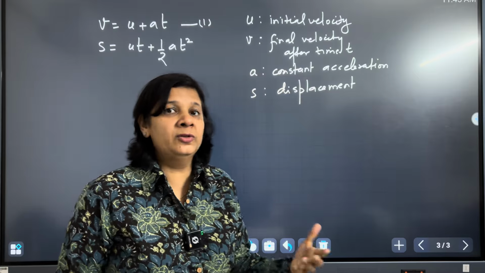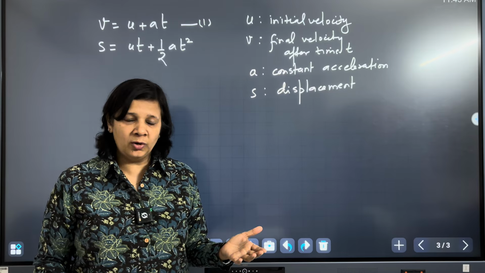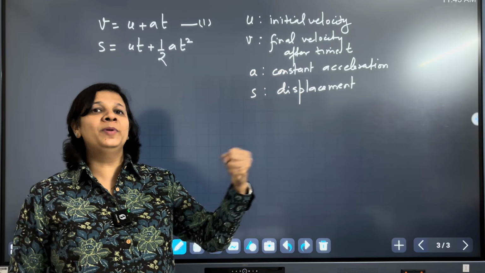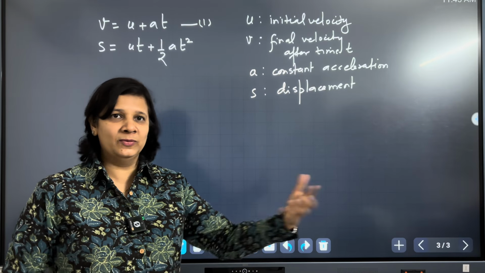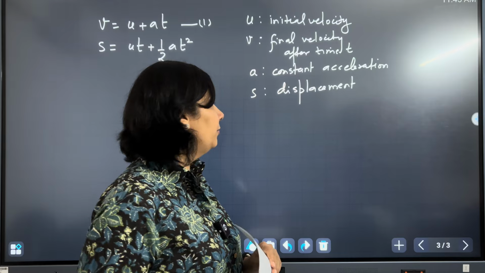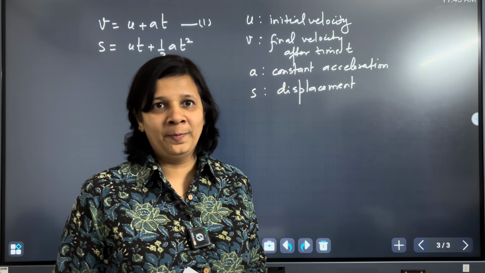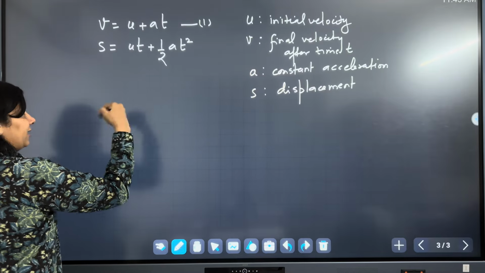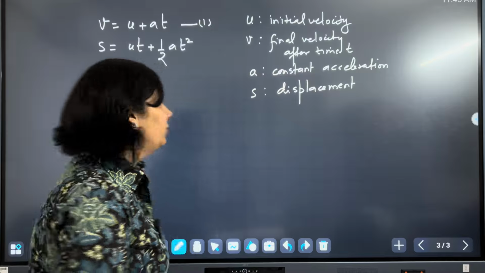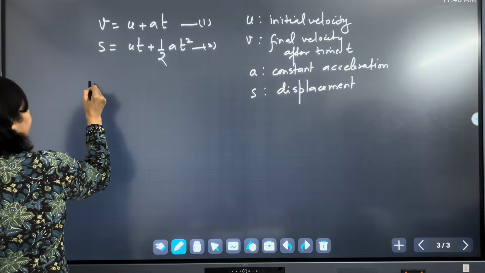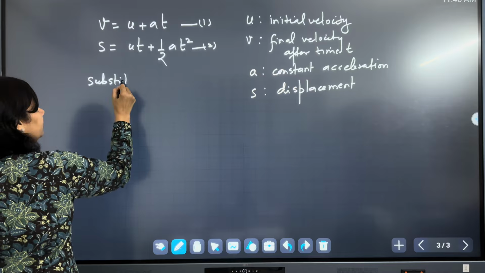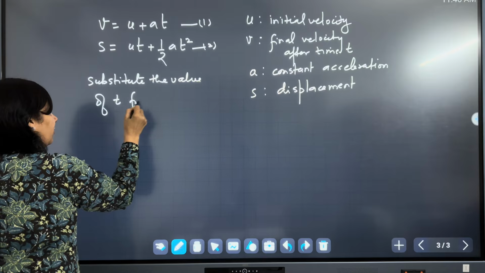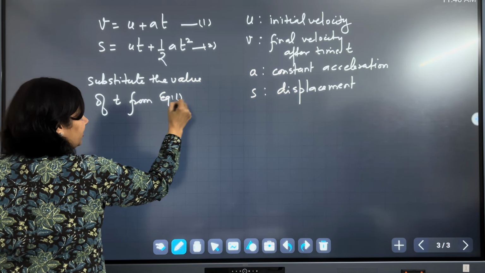it is not that we cannot solve for the motion of an object if the acceleration is not constant, but then we have to bring in the idea of calculus, which we'll do a little later, where we write acceleration as a function of time. But here we are taking constant acceleration. So now in order to get an equation without time, what will we do? We substitute the value of t from equation first into second.